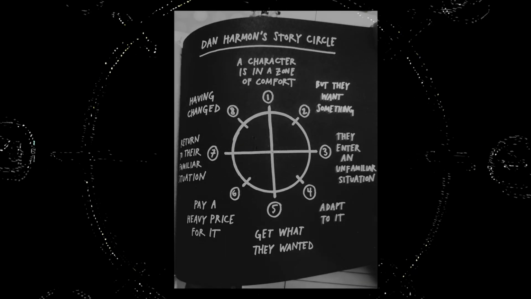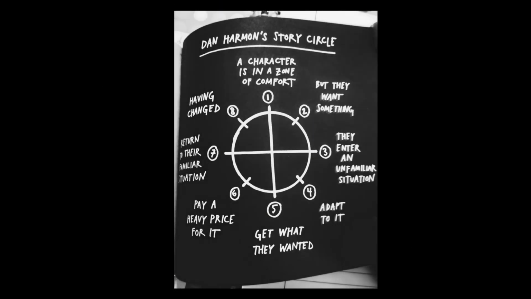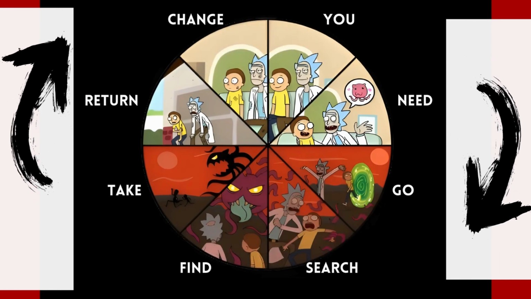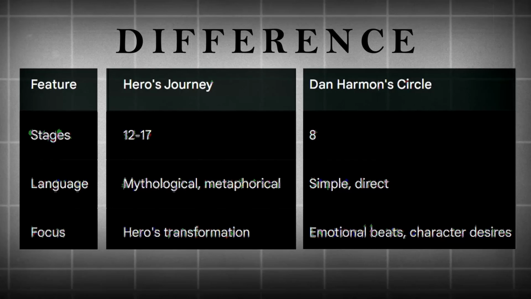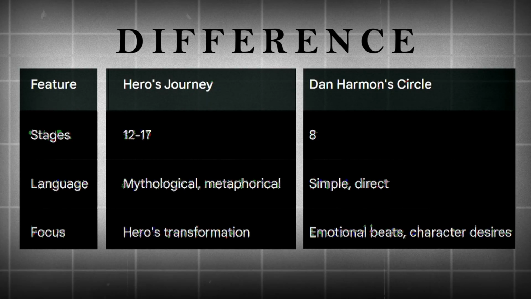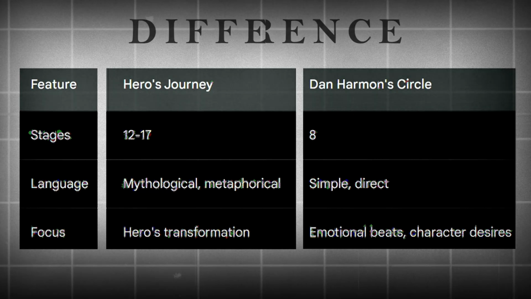Dan Harmon's Circle. Here, the story structure is divided into 8 parts that follow the protagonist's journey. It is a simplified version of the hero's journey. Movies that can be analyzed using this structure are Inception and Toy Story. The key differences between Dan Harmon's Circle and Hero's Journey: Hero's Journey focuses primarily on the adventure or the quest of the protagonist, whereas Dan Harmon's Circle offers a more concise and flexible approach. It focuses on the protagonist's emotional journey rather than the specific plot points.